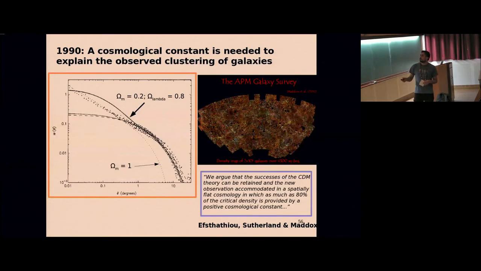And in that time, there was the APM survey, so you can see here, and actually the measurements were like this. And then you see, again with some caveats, that the universe with a cosmological constant fits the data much better. And actually in their paper, they argue that you can still have the successes of CDM if you have a spatially flat universe with 80% of cosmological constant.